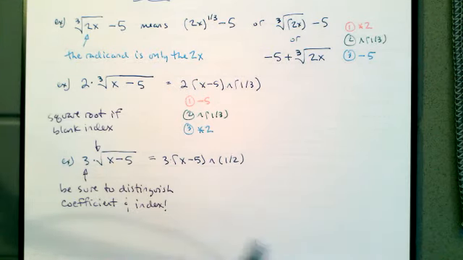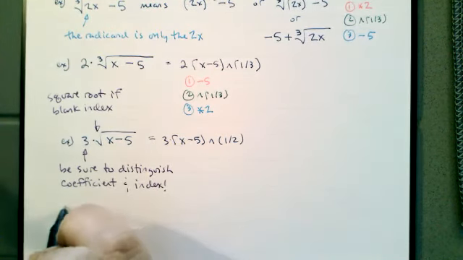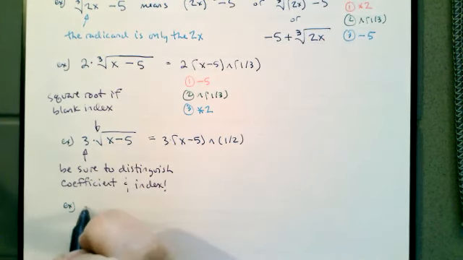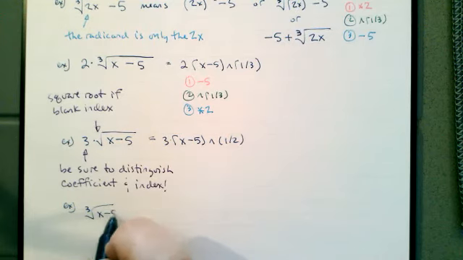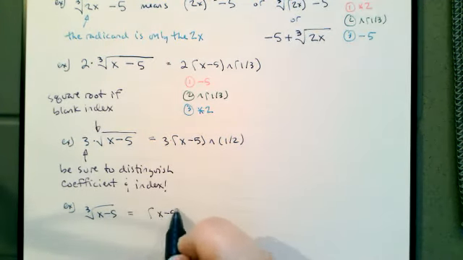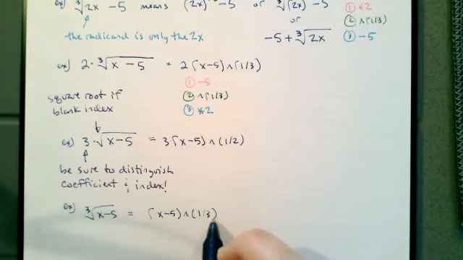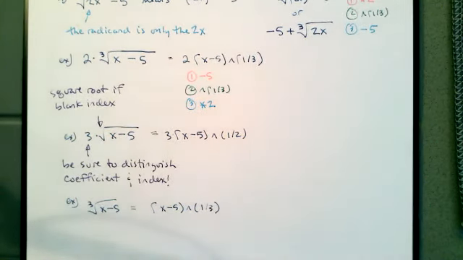So we want to make sure that we distinguish between these things, because what if I have right after this cube roots of x minus 5? Now the 3 is the index, and the index of the radical is the denominator of the exponent. So we got to make sure that we distinguish between the coefficient and the index.